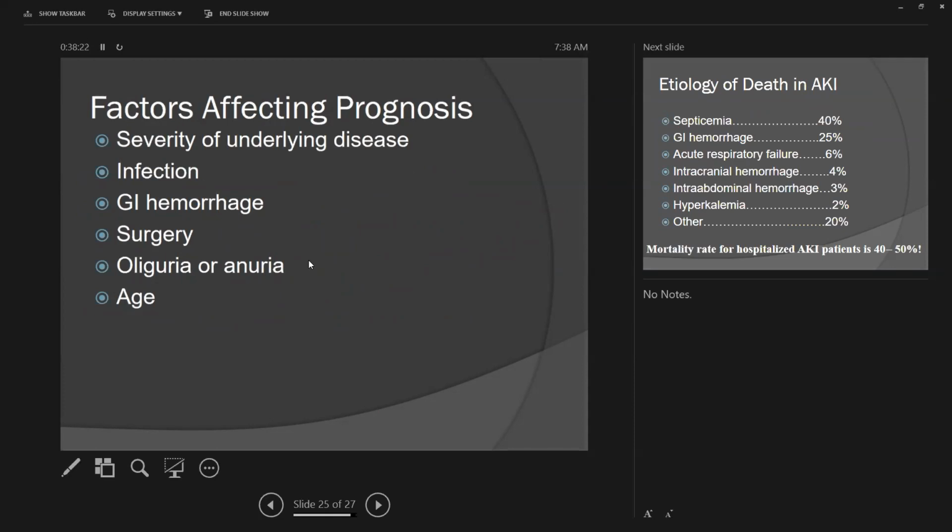So those things that affect the prognosis, of course, we all understand. How bad is the underlying disease? Is infection part of it? Do they have a hemorrhage, surgery? Patients with oliguria or anuria do not do as well as patients who are non-oliguric. And of course, older patients don't do as well either.